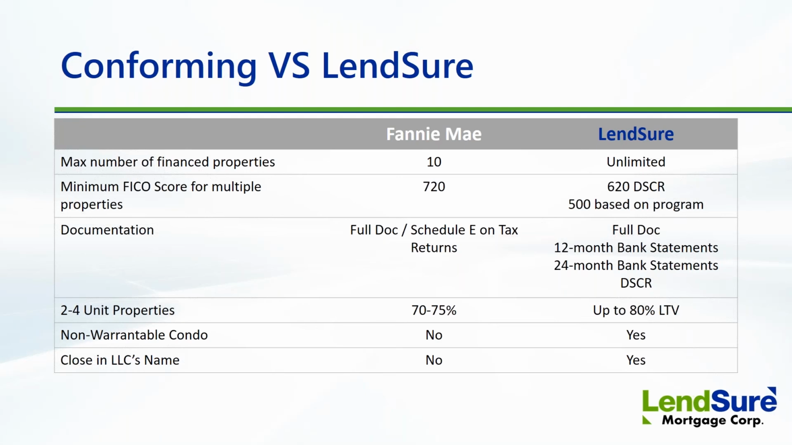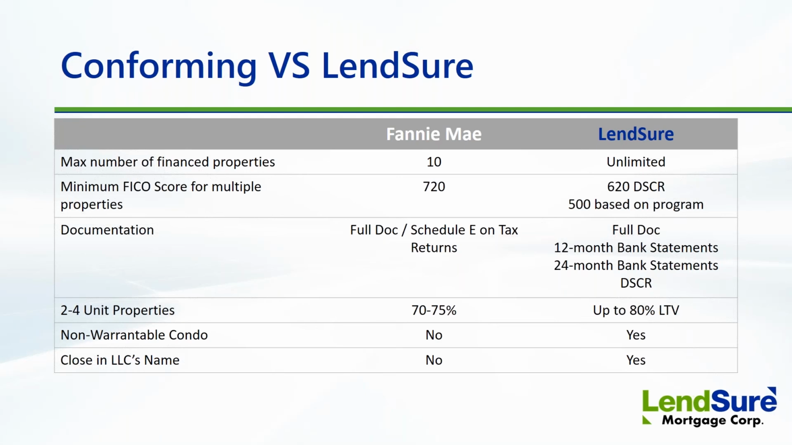Documentation: Fannie's full doc or Schedule E on tax returns. We'll do either full doc, we have a 12-month bank statement program, we've got a 24-month bank statement program, and we have the stated income or cash flow, the DSCR program.